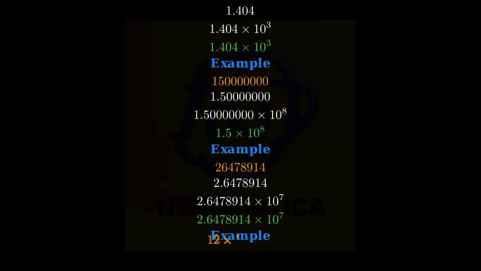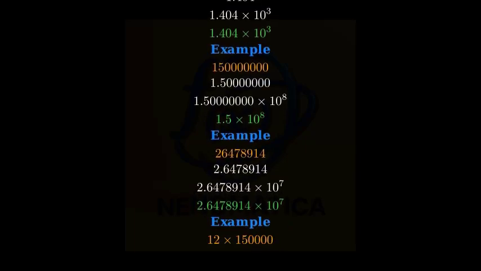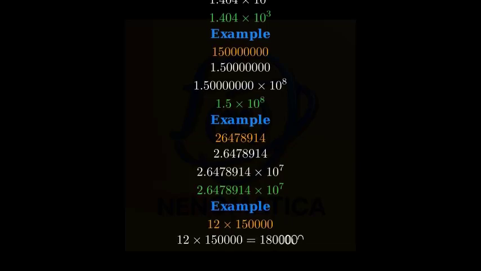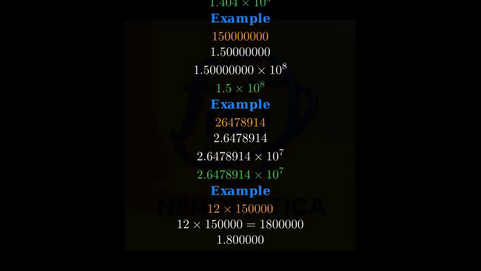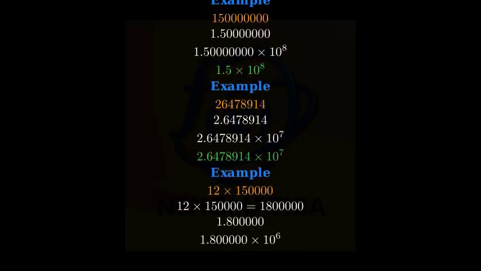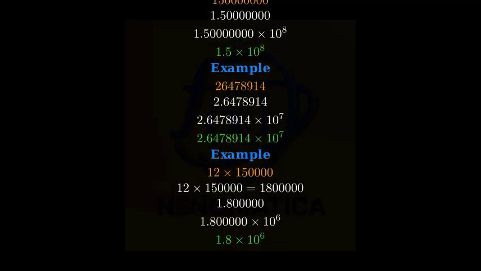For our final example, we have the expression 12 times 150,000. First, let's multiply these numbers to get a single value. Now we can apply the scientific notation process. We place the decimal point after the first non-zero digit, which is 1. We moved the decimal point 6 places to the left, so we multiply by 10 to the power of 6. Therefore, 12 times 150,000 in scientific notation is 1.8 times 10 to the power of 6.